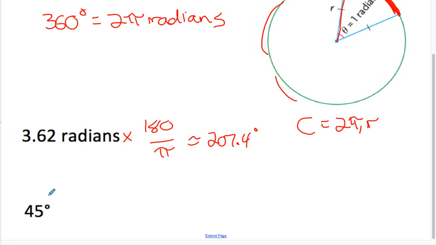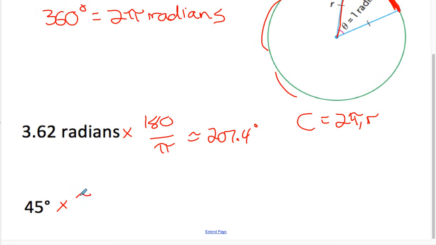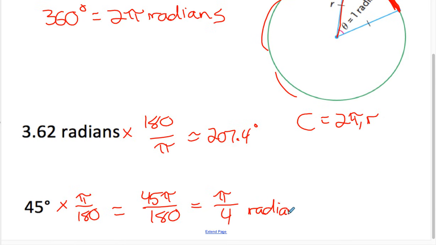What if we have 45 degrees and we want to go to radians? Well, you multiply by pi over 180. And the nice thing about radians is we can leave our answer in exact form, which is why it's beneficial to use radians, right? We don't have to give an approximate rounded decimal like we did with degrees. What we can do is give an exact answer here. So we just reduce 45 pi over 180. 45 goes into 45 once, so we leave 1 pi, and it goes into 180 4 times. So what we have is pi over 4 radians, an exact answer.